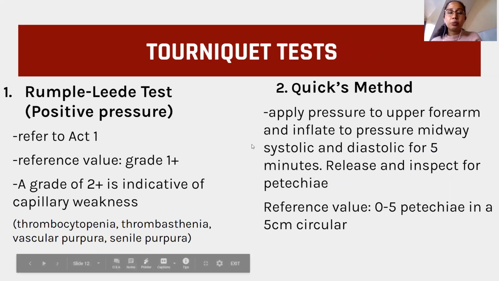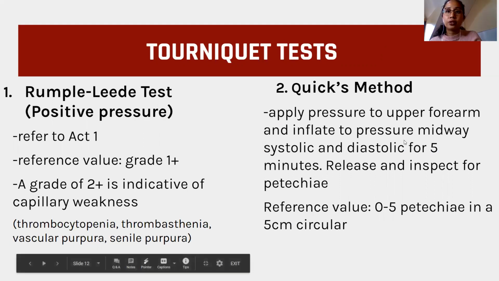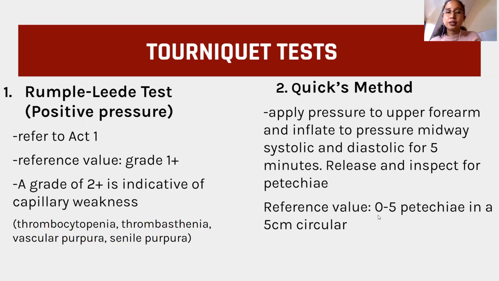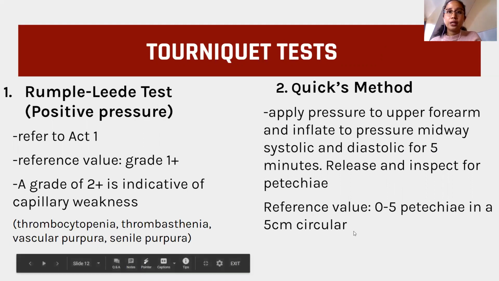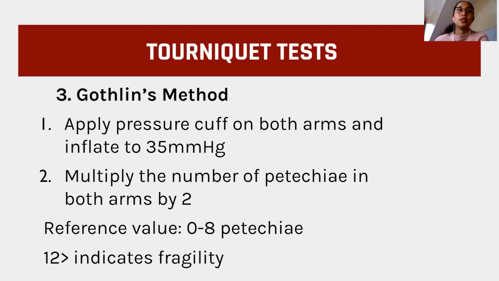So class, number 2 is the Quick's method. Apply pressure to the upper forearm, inflate the pressure midway between systolic and diastolic for 5 minutes. And release and inspect for petechiae. So still you are applying pressure. The reference is 0 to 5 petechiae in a 5 centimeter circular area. Beyond that, the capillaries are weak.